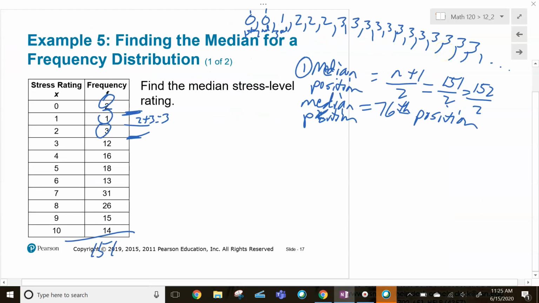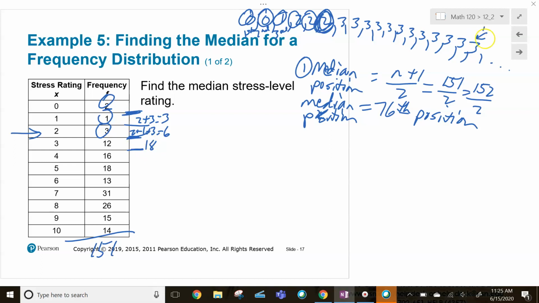The sixth number, 1, 2, 3, 4, 5, sixth number is a 2. So I went 2 plus 1 plus 3. Okay, I'm at the sixth number. So the sixth number is a stress rating of 2. Now let me take that 6 plus 12. Now I'm at 18. The 18th number is in the 18th position. It's a 3.